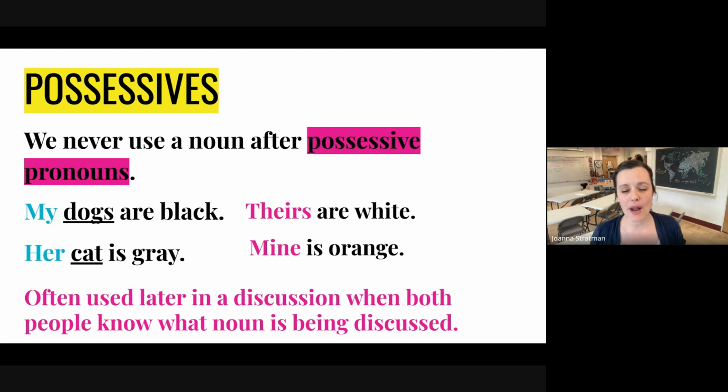In a similar way, we can only use these possessive pronouns when we know what we are discussing. If I just say to you, "Mine is orange," you will say, "Joanna, what is orange?" We don't know the noun we are talking about. So it is important to use these later when both people know how the conversation is going.